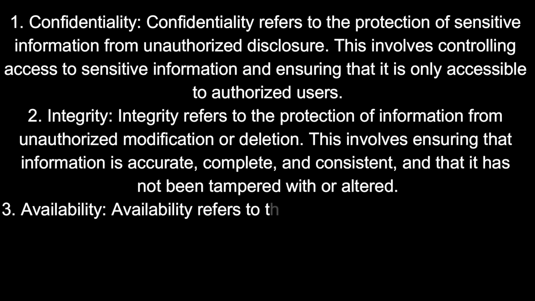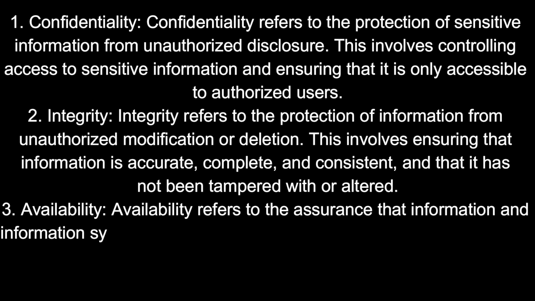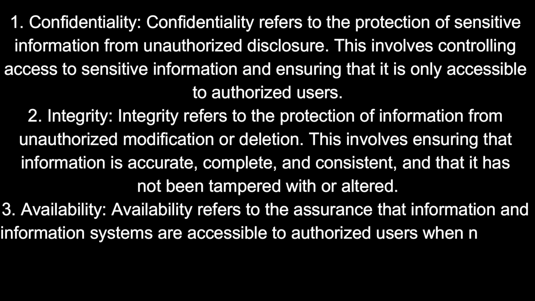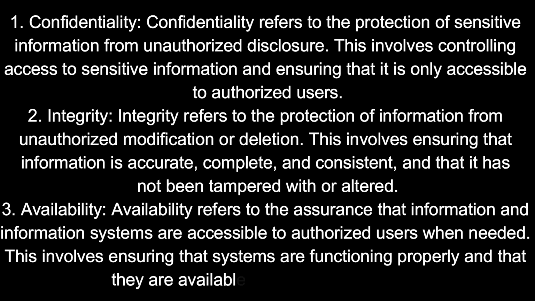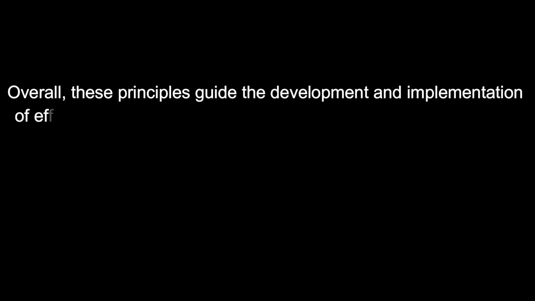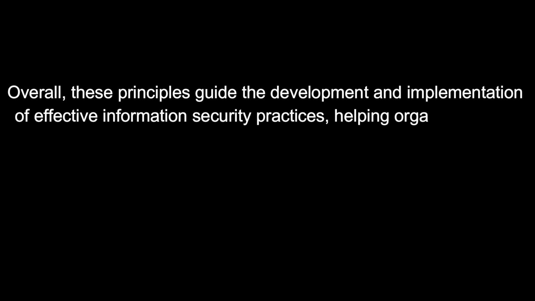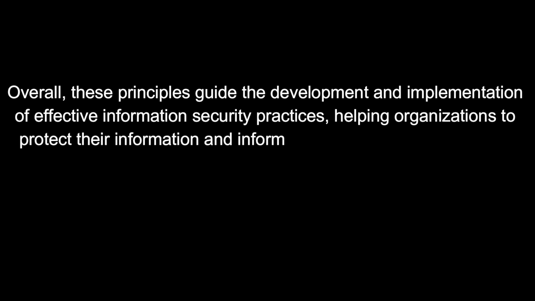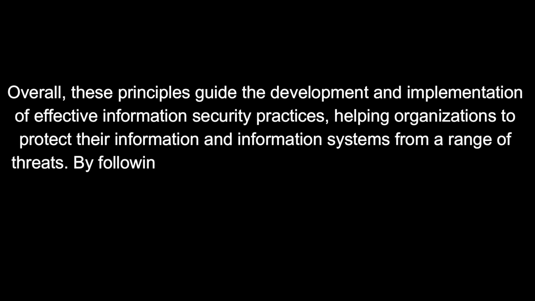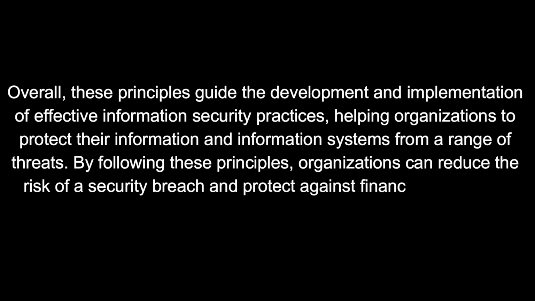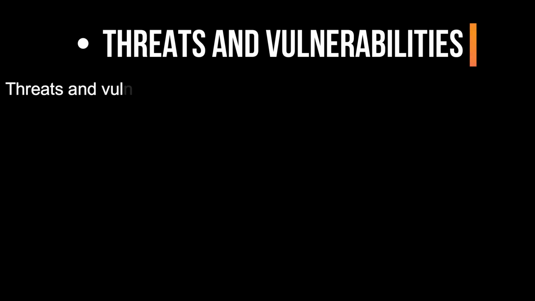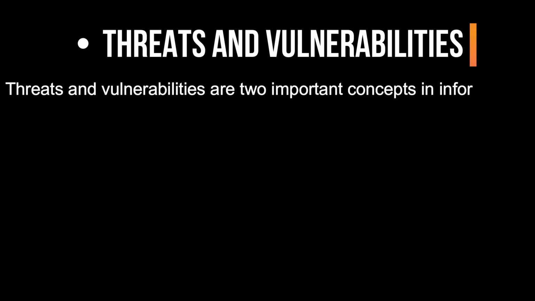3. Availability. Availability refers to the assurance that information and information systems are accessible to authorized users when needed. This involves ensuring that systems are functioning properly and that they are available to users when needed. Overall, these principles guide the development and implementation of effective information security practices, helping organizations to protect their information and information systems from a range of threats. By following these principles, organizations can reduce the risk of a security breach and protect against financial, legal, and reputational damage.